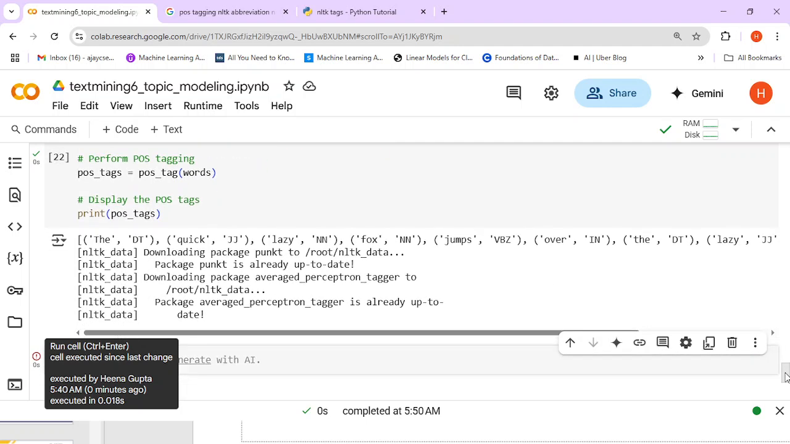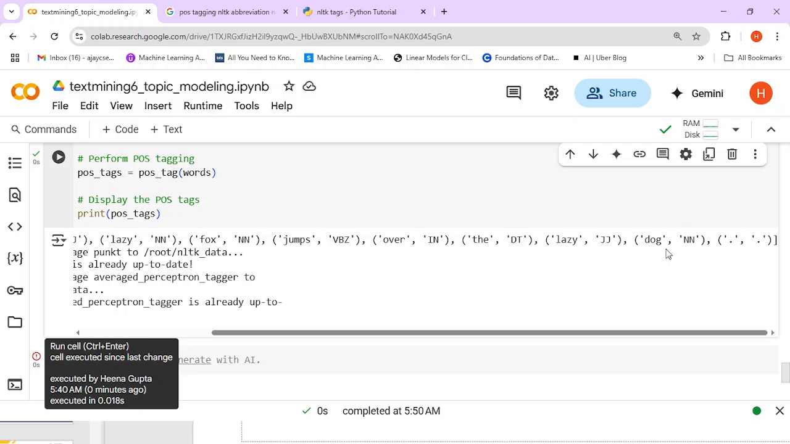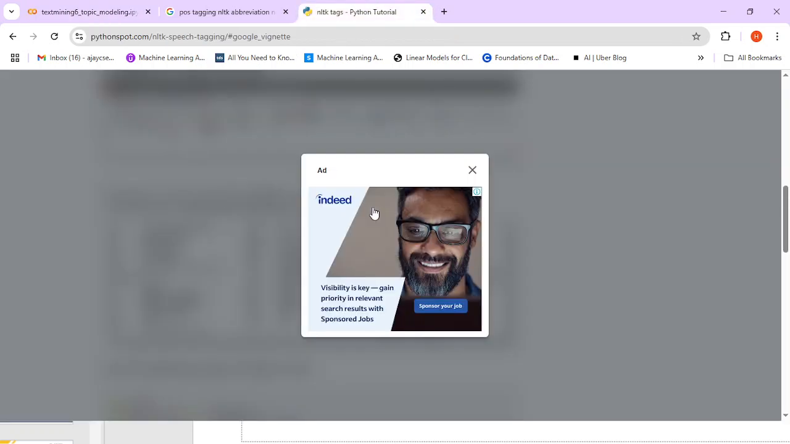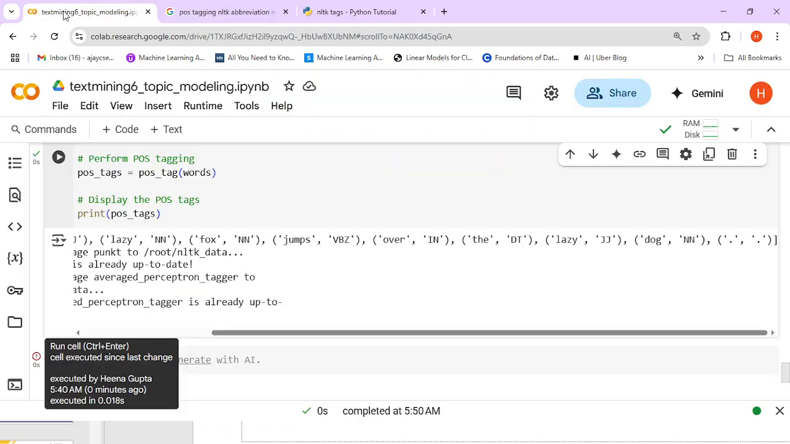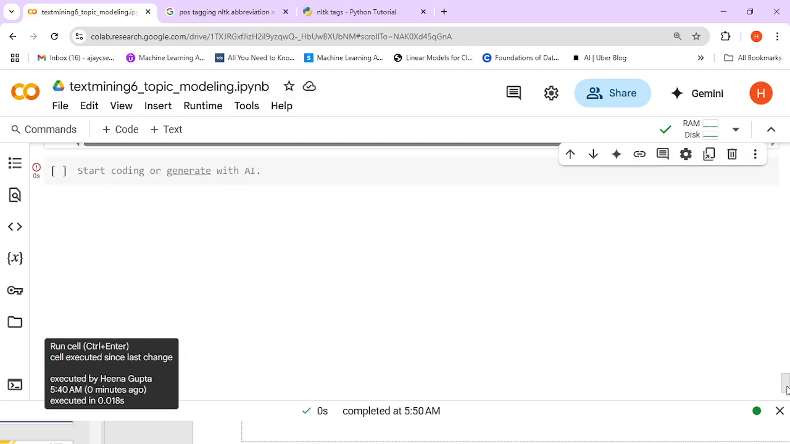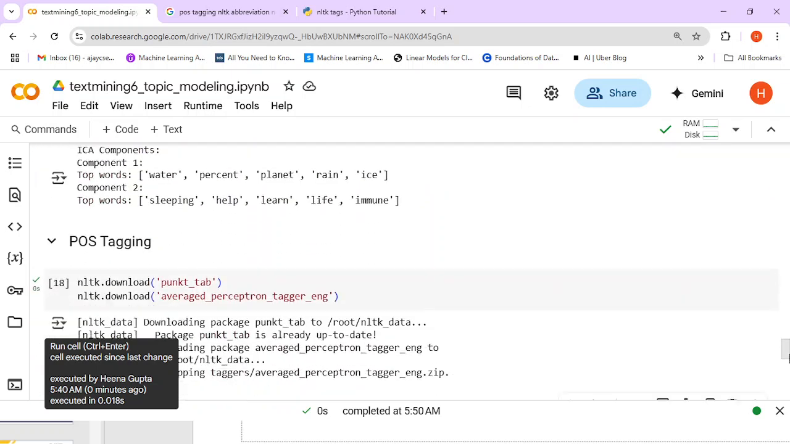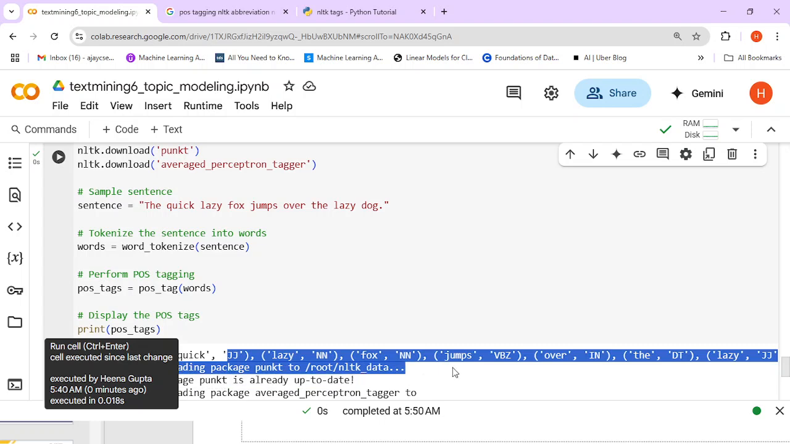So here it shows me the output, jumps over the lazy dog. Dog is again NN. NN indicates noun. So like this, part of speech tagging can be performed for any sentence, so that it helps me to understand whether the words are organized correctly or not.